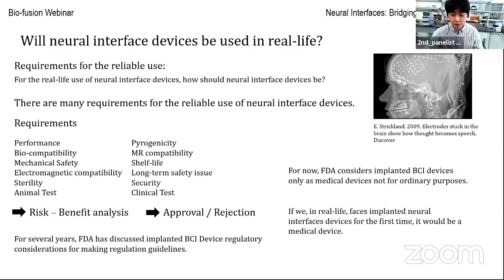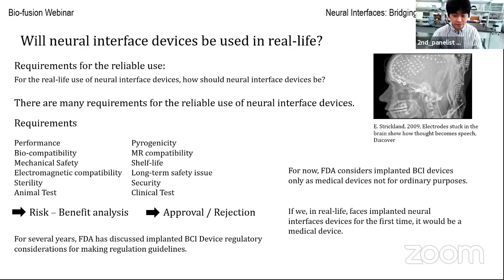Those devices should be able to acquire reliable neural signals at the regions of interest for a long time without causing any safety issue. Moreover, there are many circumstances that devices might face in daily life use. They can be exposed to electromagnetic interference. For this reason, electromagnetic compatibility and MR compatibility are among the things to be considered.